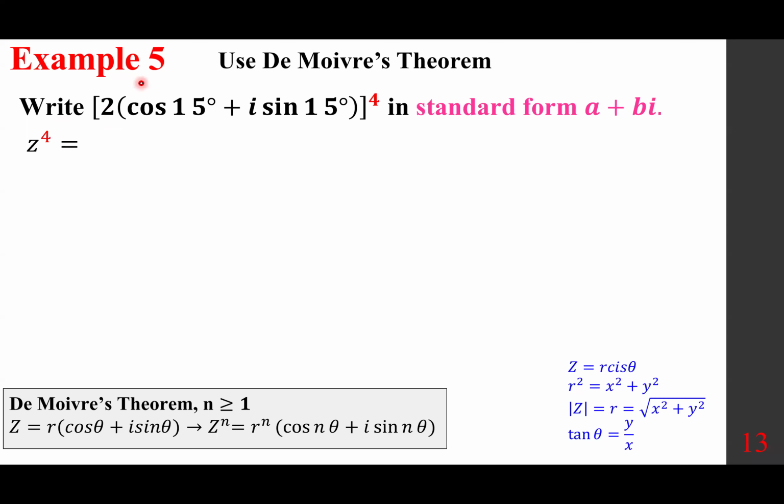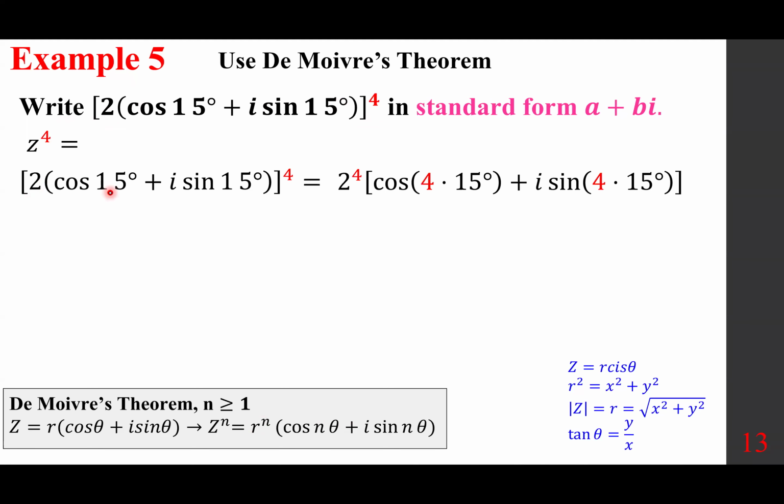So 2 to the power of 4, so we are using the exponent 4. So this one to the power of 4 means 2 to the power of 4, and then n theta, 4 times 15, everybody. So 2 to the power of 4, cosine of 15 times 4, i sine of 15 times 4. It's very simple, of course. Everybody knows 2 to the power of 4 is 16. 4 times 15 is 60 degrees.